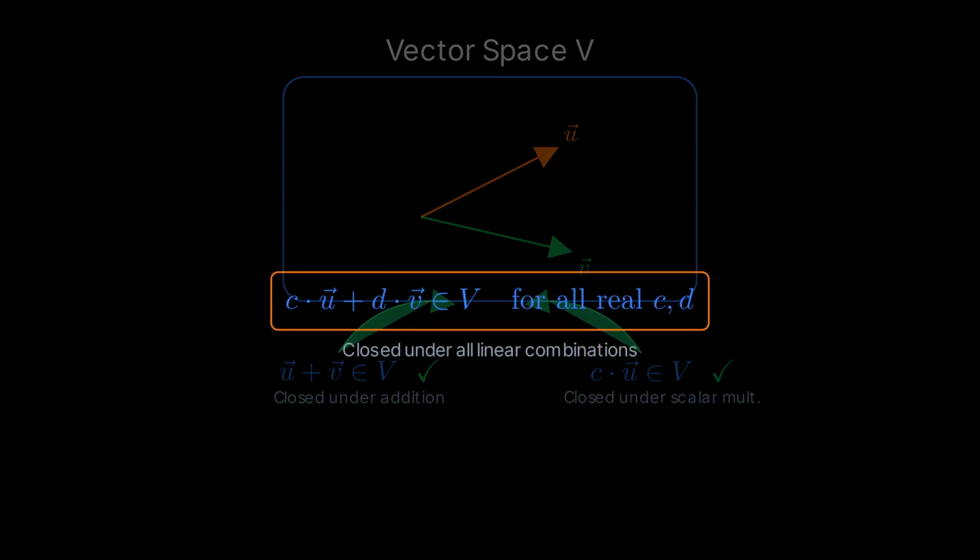Now we can combine these into one powerful requirement. The space must be closed under all linear combinations. A linear combination is an expression like c times u plus d times v, where c and d are any real scalars. If u and v are in the space, then c times u plus d times v must also be in the space for every choice of c and d. Nothing escapes. Let's look at the main examples.